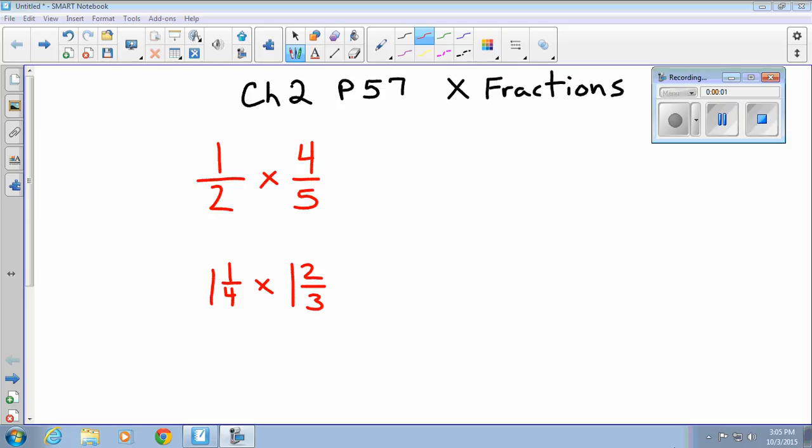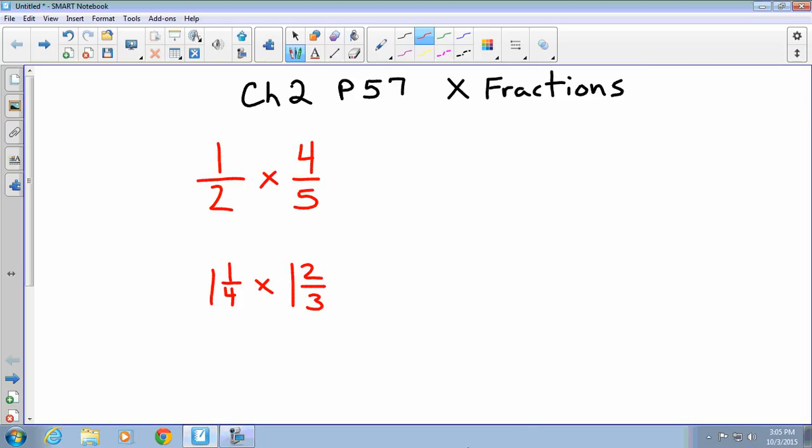We are on chapter 2, page 57, and we're working on multiplying fractions. And the first one we're looking at is the example in the unlock the problem. It's 1/2 times 4/5. And remember, with multiplying fractions, it's pretty simple. You just times the top numbers and you times the bottom numbers.